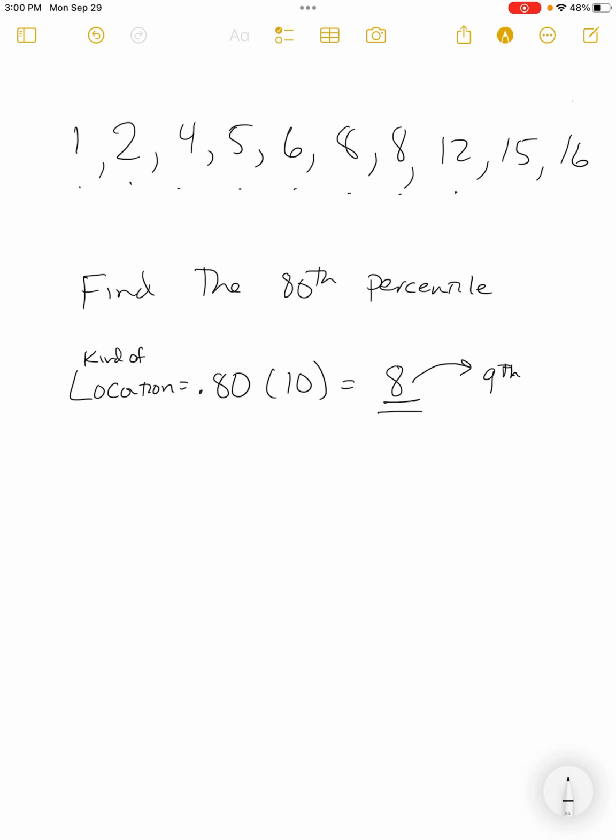1, 2, 3, 4, 5, 6, 7, 8, 9. 15 is in the 9th position. Notice that 15 has 8 values below it, making it the 80th percentile. So the answer to the question is simply 15.